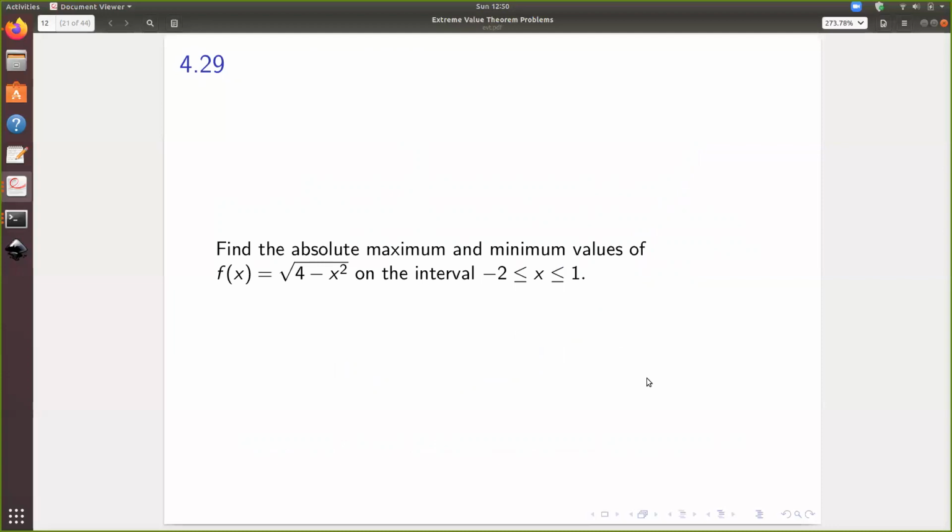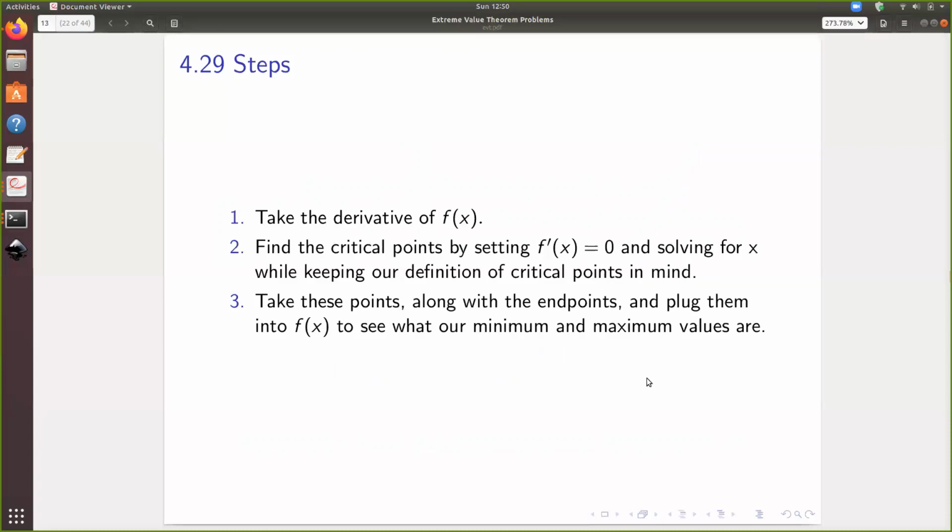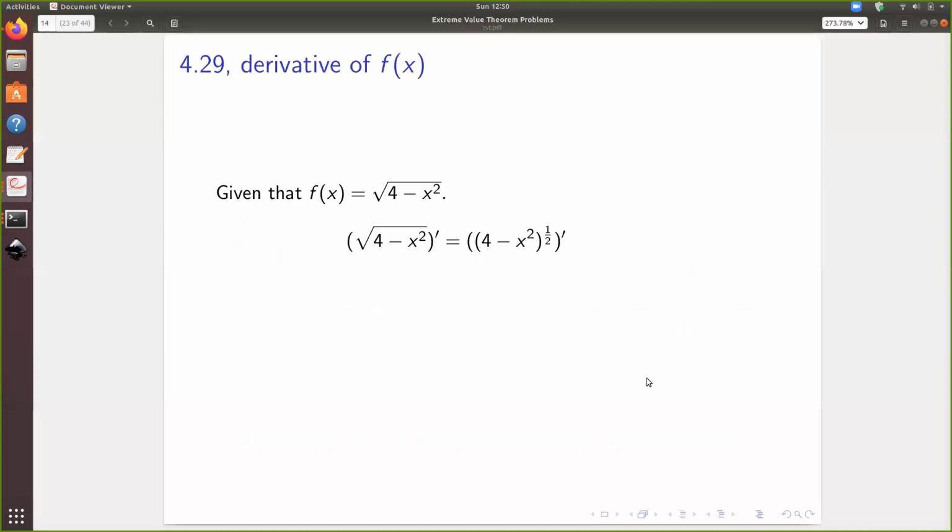So let's find the absolute max and min values of f of x equals the square root of 4 minus x squared on the closed interval -2 to 1. What do we do? We take the derivative of f. We set that derivative equal to 0, solve for x, look out for undefined points, tally up our critical points. Then we take these points along with the endpoints, plug them into f of x, see what we got.